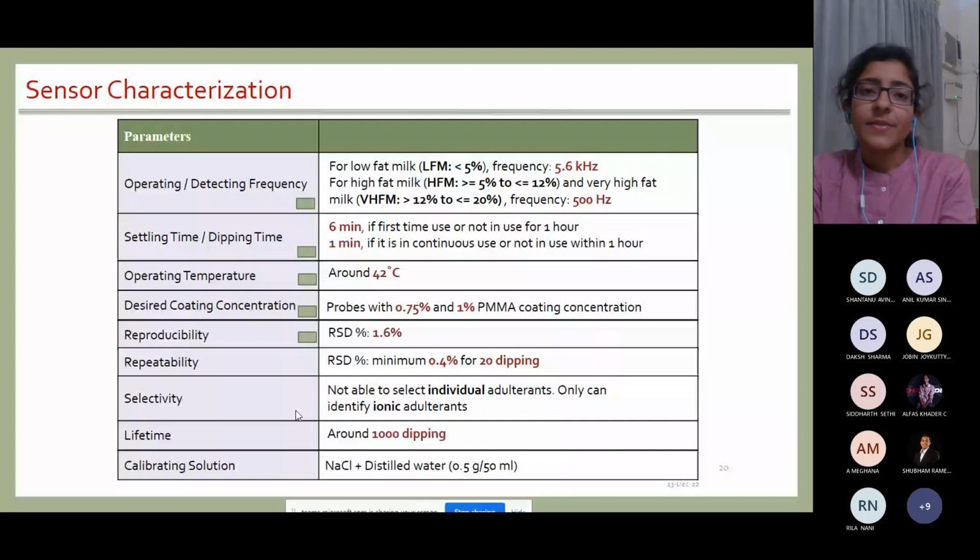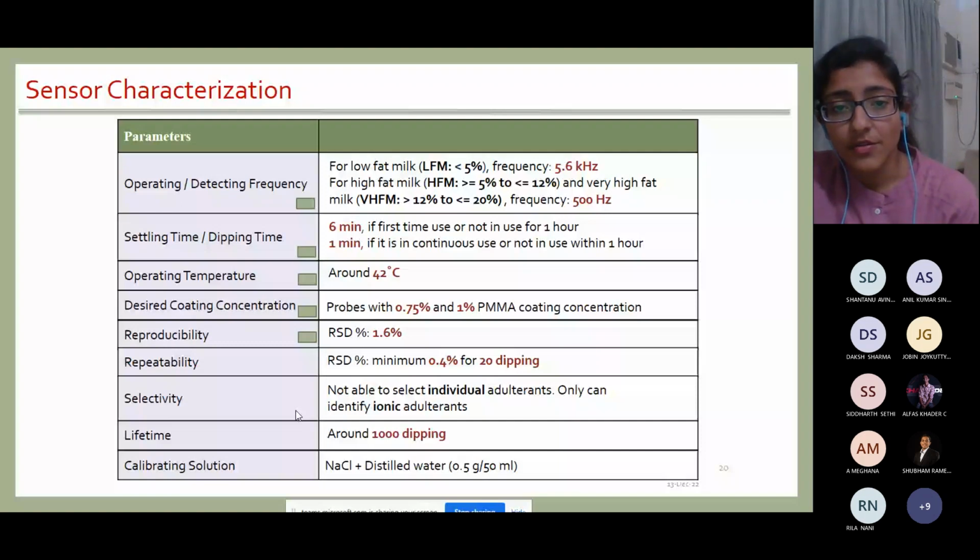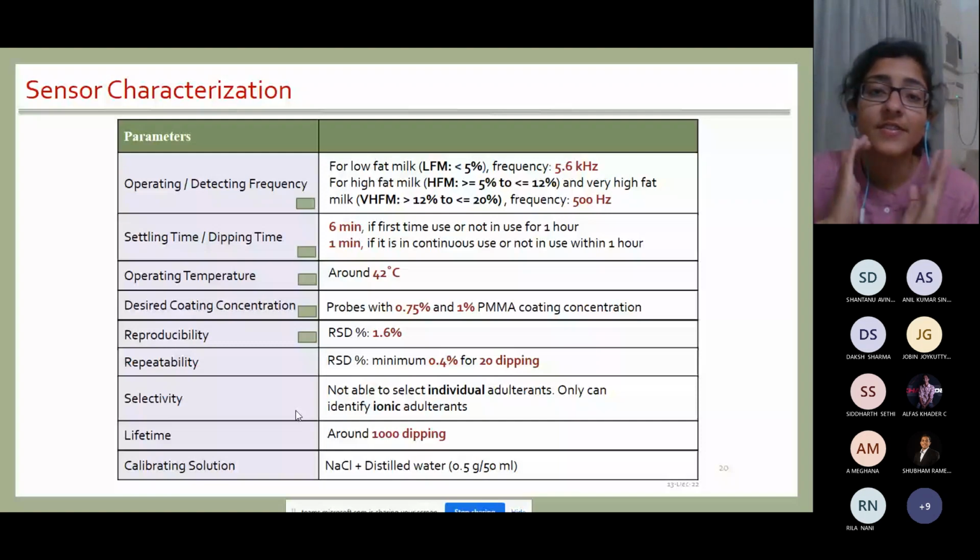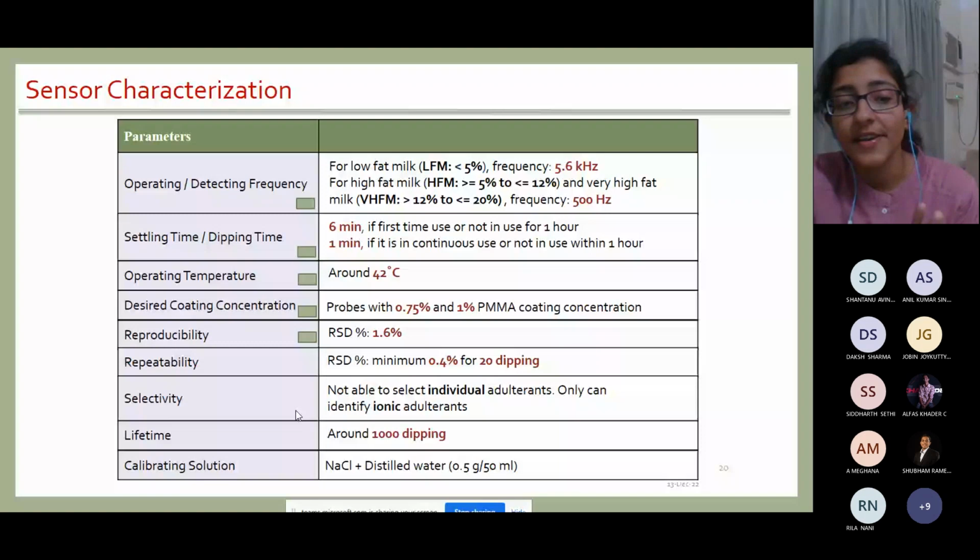So for an electrochemical sensor, you have to have some calibrating solution, because you have to compare with some standard solution. If you go for a pH meter, you have to have some buffer solution or some calibrating solution. Here I have taken, there were different solutions we made, but finally we found that it's NaCl plus distilled water, this is the composition.